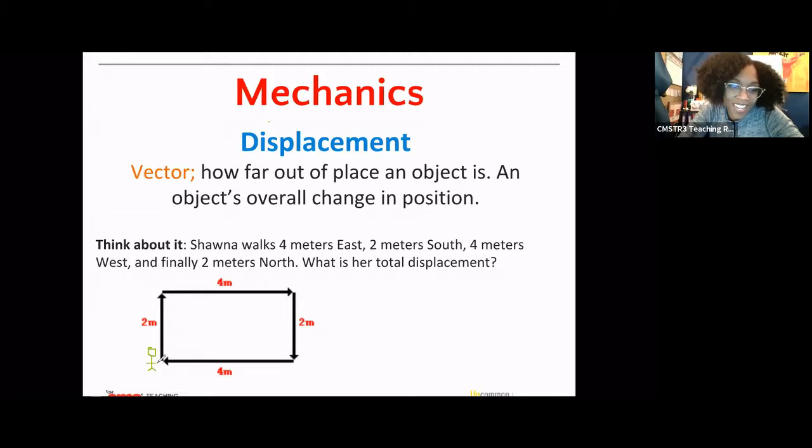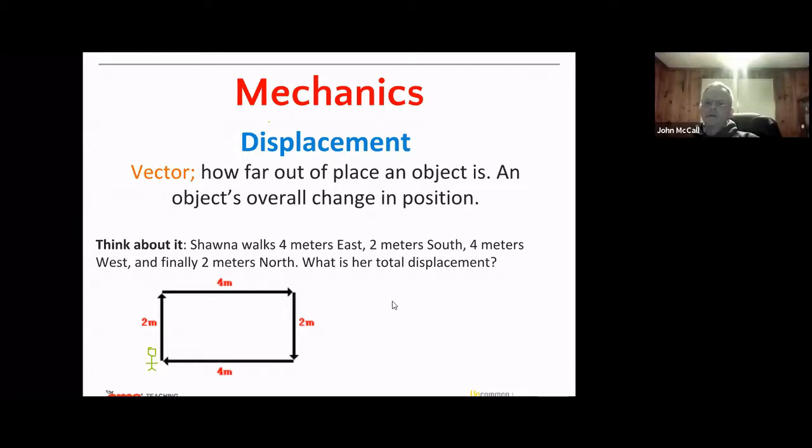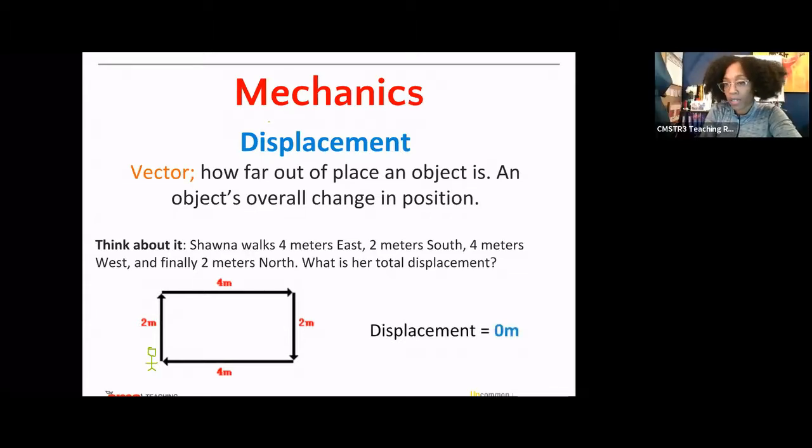So say I start and end right there. I took that whole journey, did my 12 meters, but I end where I start. What is my displacement? 0. If I start where I start, my displacement is now 0.